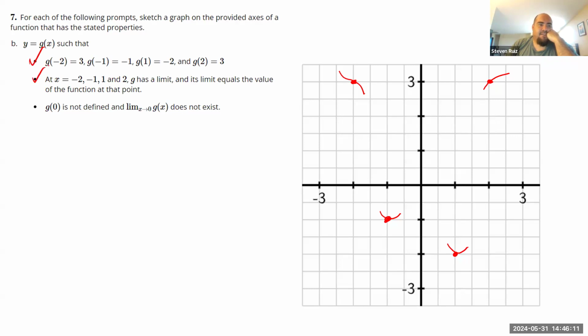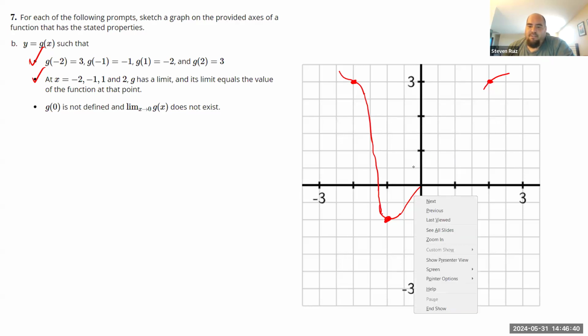What does the last one say to do? G of 0 is not defined, and the limit as x approaches 0 of g of x does not exist. So let's go ahead and connect these. So it says the limit does not exist as x approaches 0. I think I just did a jump discontinuity. So let's try to do the same thing here.